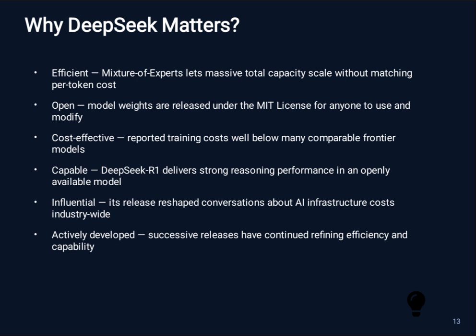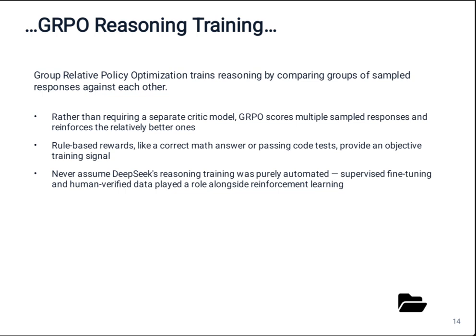GRPO reasoning training. Group relative policy optimization trains reasoning by comparing groups of sampled responses against each other. Rather than requiring a separate critic model, GRPO scores multiple sample responses and reinforces the relatively better ones. Rule-based rewards, like a correct math answer or passing code tests, provide an objective training signal.